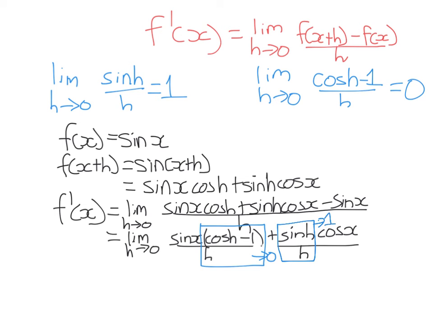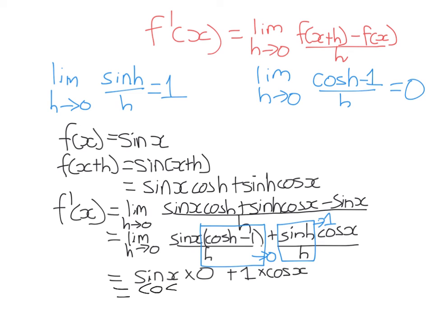So note, as h approaches 0, that has no effect on sine x or cos x. This has nothing to do with h. This has nothing to do with h. So what we end up with, as h approaches 0, we get sine x times 0, because this approaches 0. And then as we take the limit as this goes to 0, well, this is just 1 times cos x. And so, of course, sine x times 0 is just 0. And so we're left with just cos x.